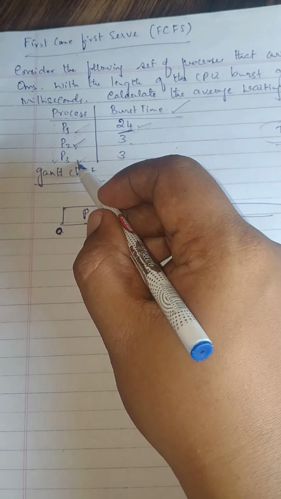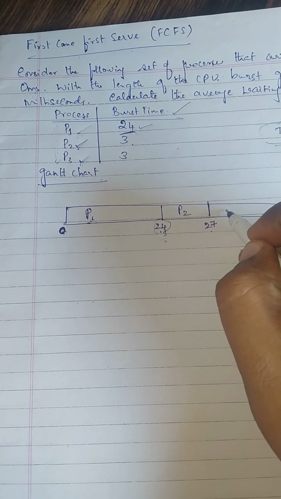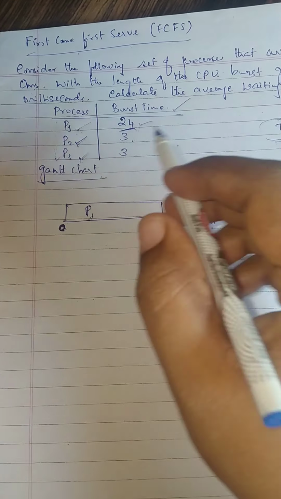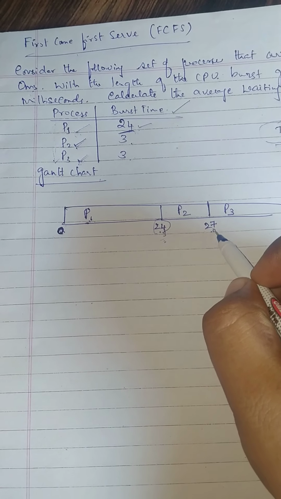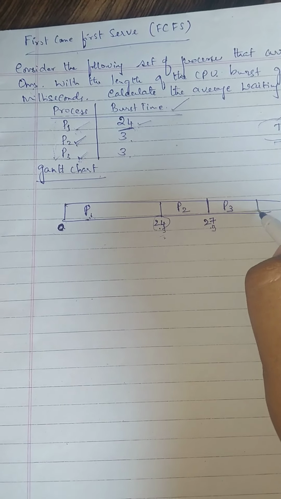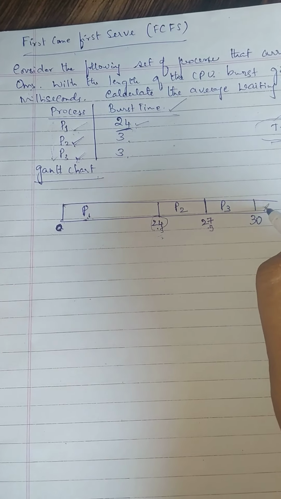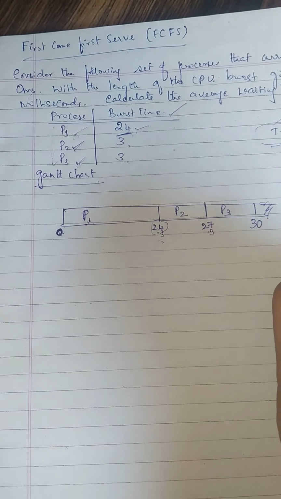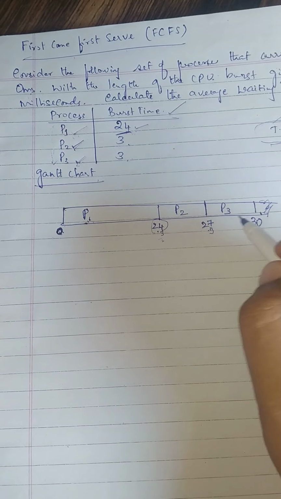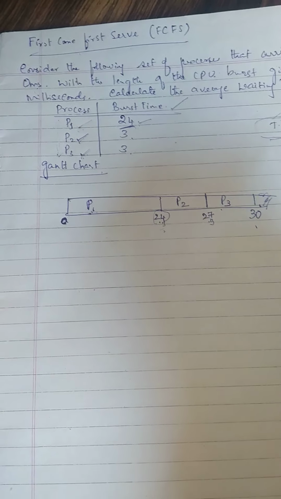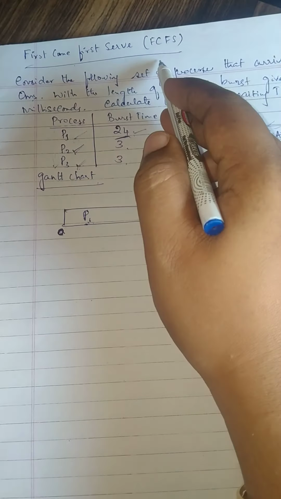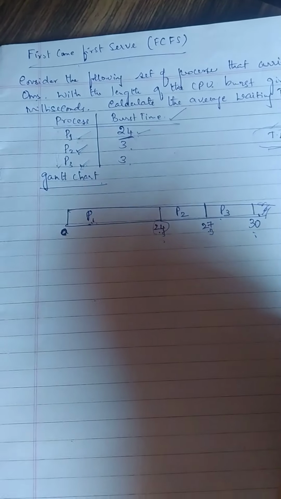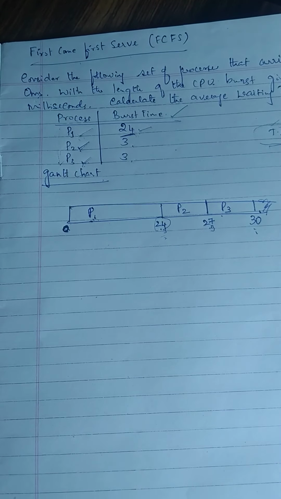Next, the next process is P3. P3 takes how many milliseconds to complete? Again 3 milliseconds. So for this 27, you add 3, then it will go up to 30 milliseconds. At 30 millisecond, P3 will complete its task. Okay, so this is called your Gantt chart. For first come first serve, we are speaking about non-preemptive.